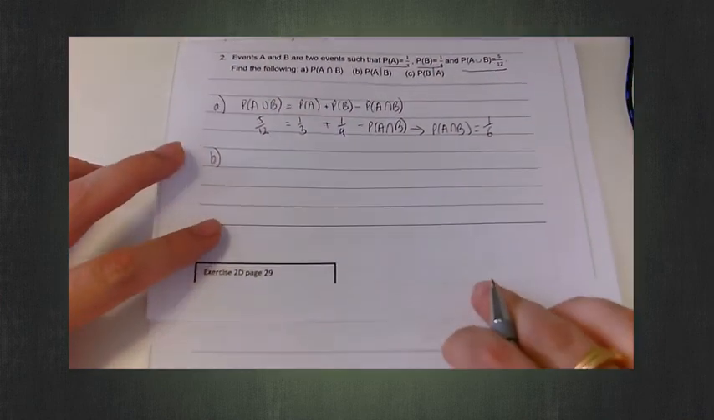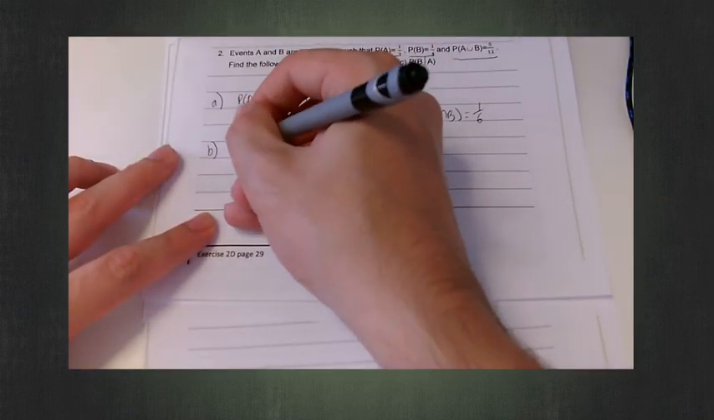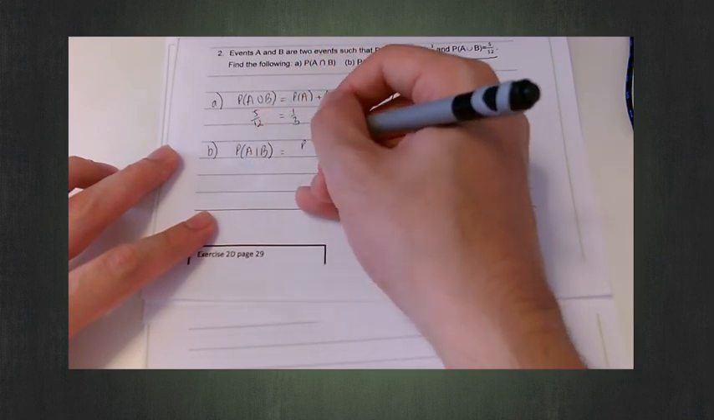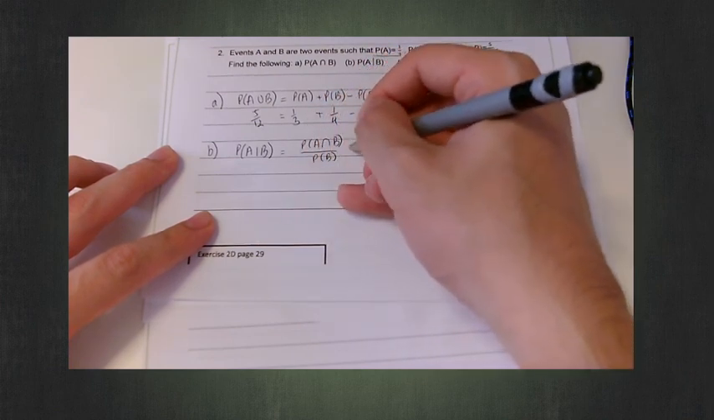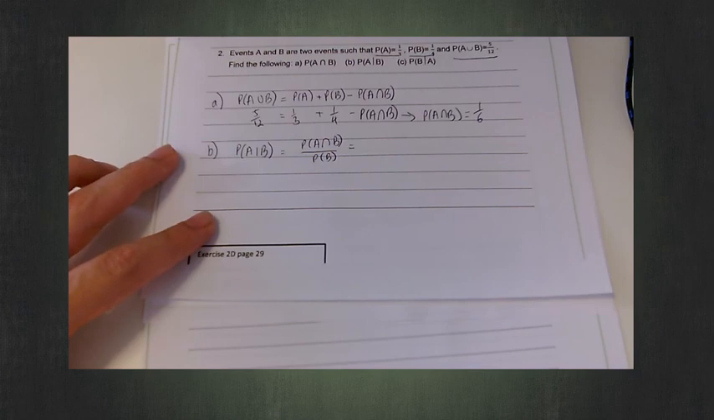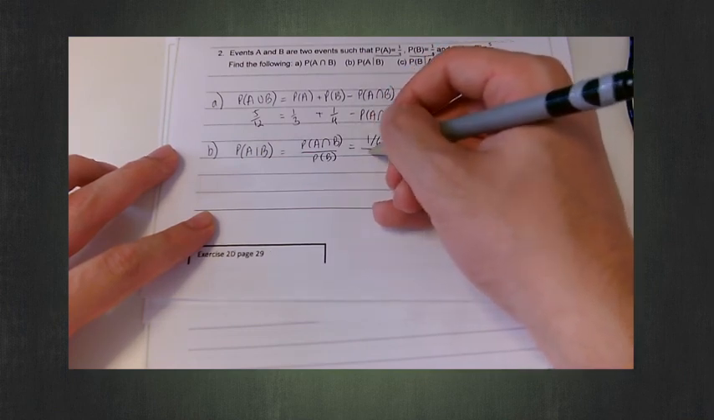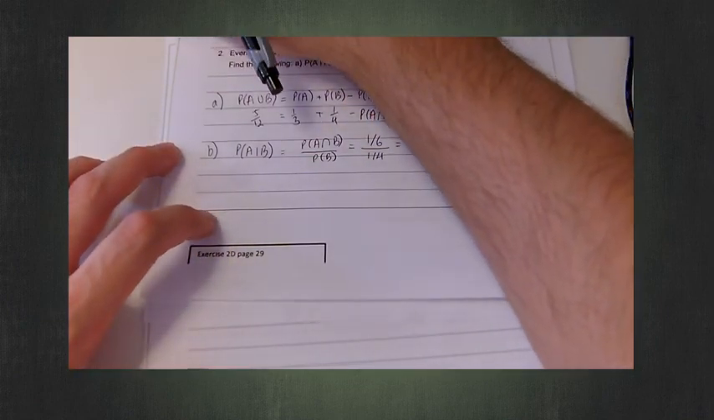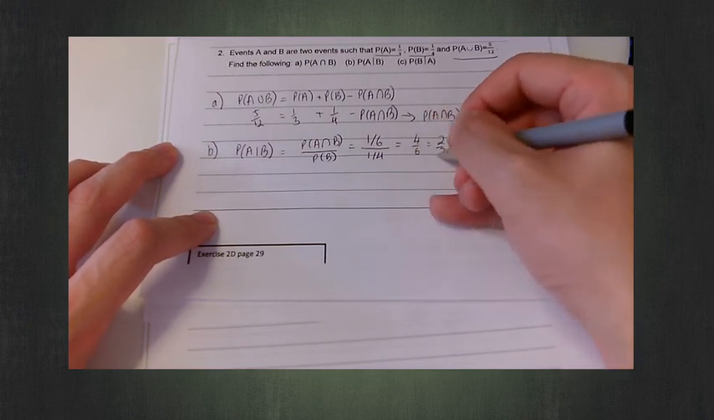Part B. What's the probability of A given B has occurred? So probability of A given B, we can use the multiplication formula as the probability of A and B over the probability of B. And the probability of A and B is equal to a sixth. We've already found that out. Over the probability of B, a quarter, so a sixth divided by a quarter, and you get 4/6, which is 2/3.